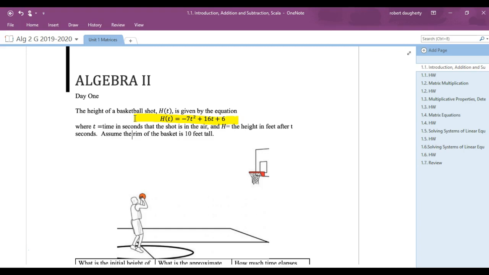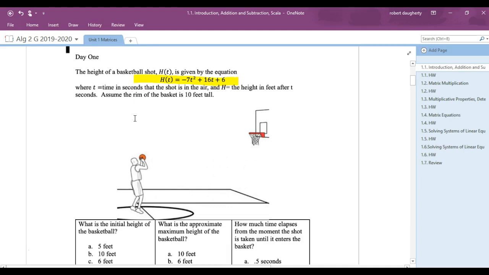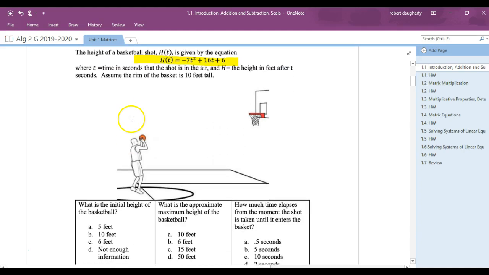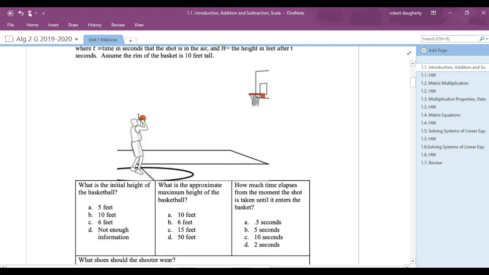Now, the reason I bring up this question is this is where we are going to end up around Christmas time. We're going to end up working problems like this. But I made the question a little bit easier today because I made it multiple choice, okay? Now, what is the initial height of the basketball? Anybody know what the initial height of the basketball is?